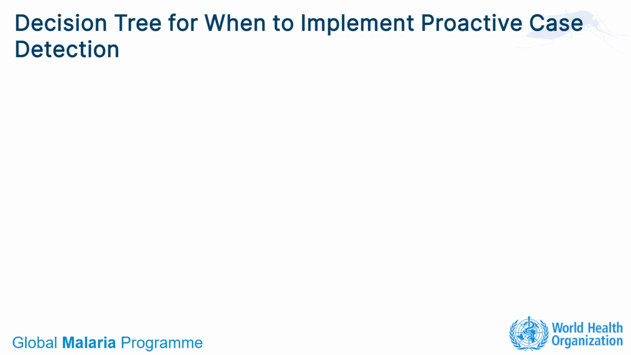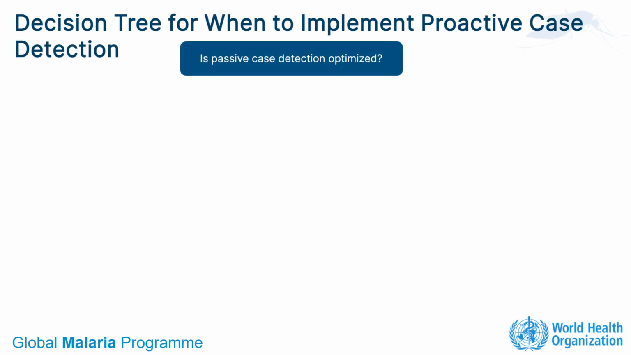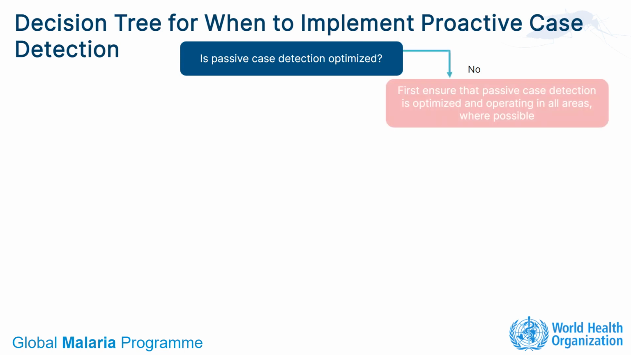The first question to be asked is about the functioning of the passive surveillance system. Passive case detection is the backbone of surveillance for malaria elimination. If passive case detection has not been optimized, then first ensure that passive surveillance is optimized and operating everywhere. This means that all health facilities have the ability to diagnose and treat malaria. Protocols for passive case detection exist and have been disseminated. Suspected case definitions are available and used to identify patients who should be tested. Diagnosis is quality assured, and treatment protocols are aligned with WHO guidance and used to deliver appropriate antimalarial medication.